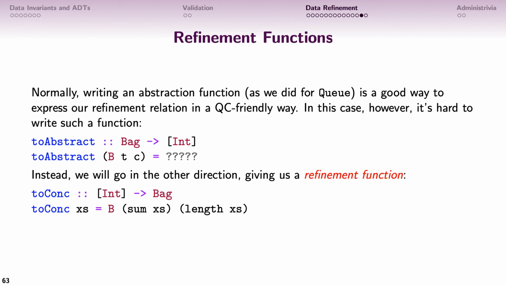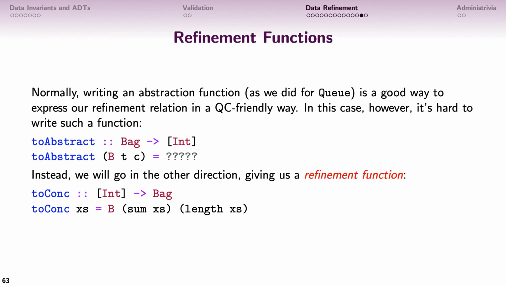In particular, the abstraction function just doesn't have all the information. It doesn't know exactly what numbers were added to the bag, right? So instead of using a toAbstract function, we'll have a refinement function. We'll go in the other direction. So we'll take our mental model, the xs, and then we'll produce the concrete bag that represents the implementation of our mental model, right? So we'll actually go in the opposite direction. And this is called a refinement function, because it's the opposite of an abstraction function.